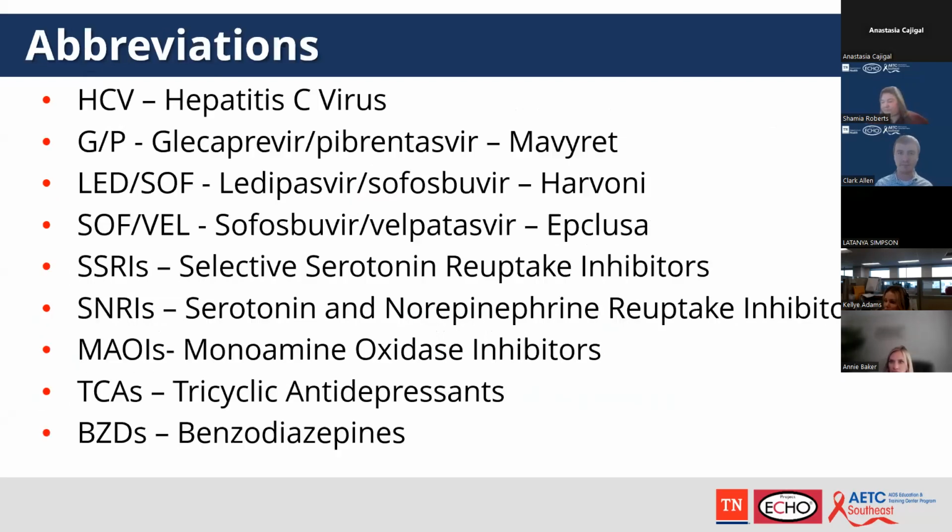Next slide. I want to make sure we talk about and expose us to our abbreviations. The main ones we are familiar with, the top four, especially with the drugs. Glecaprevir/pibrentasvir, trade name Mavyret, is G/P. Ledipasvir/sofosbuvir, trade name Harvoni, is LED/SOF. And sofosbuvir/velpatasvir, trade name Epclusa, is SOF/VEL. And then we've got different mental health medication classes here that you'll see on the charts, and I'll try to make sure I explain them again once we get to those specific slides. Next slide.